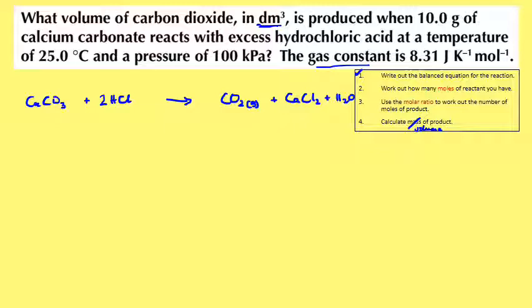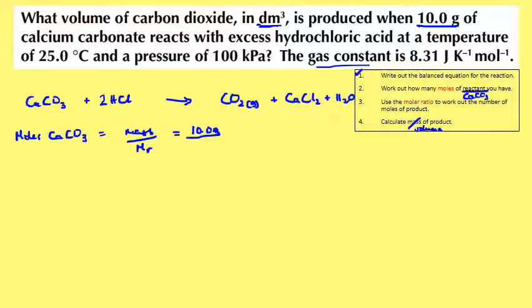And step number 2, work out how many moles of the reactant we have. So our reactant is calcium carbonate, and we have 10 grams of it. Okay, so moles of calcium carbonate, using the same old equation, is the mass of it divided by, and it's an ionic compound, so we put the relative formula mass down. Mass we're given in the question, 10.0 grams. So put that in there.